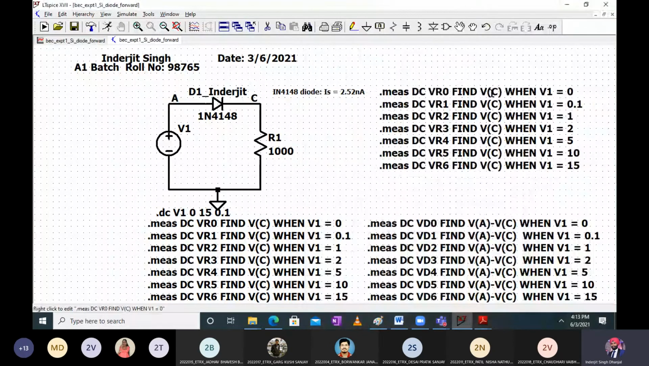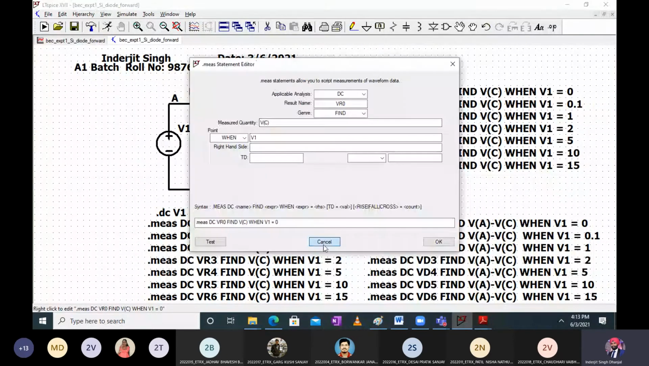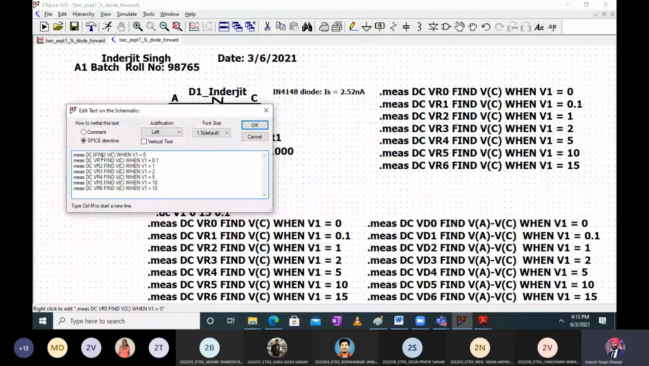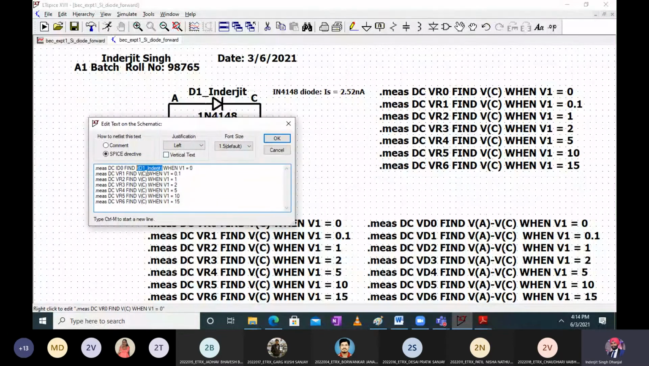Let me just do that and show it to you. This is ID0, let's say, and inside the bracket it will be I of D1, and in my case my name will come after the underscore. Your spelling mistakes should not be there. It should be exactly matching with the diode name, when V1 is equal to 0. Wherever I have VC, I will replace it easily with Control V. Leave some space after find and after when. If there is no space, it will give you an error.